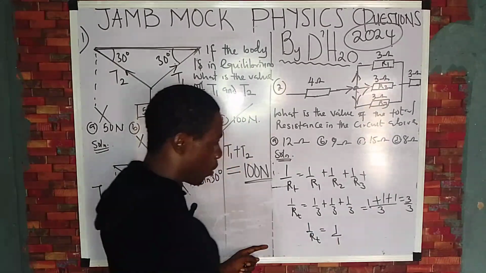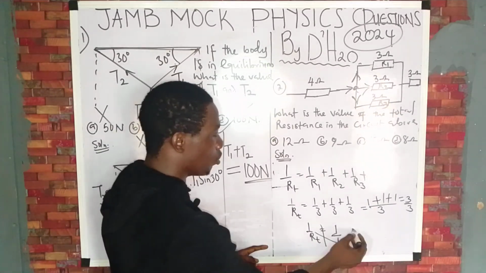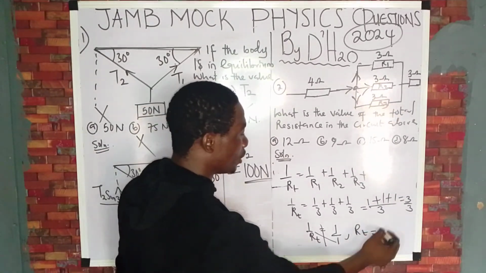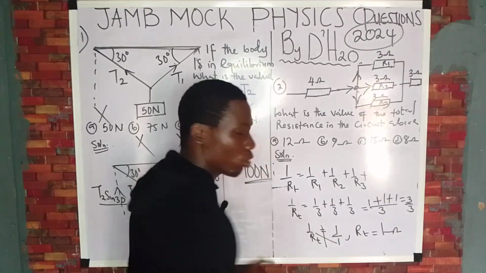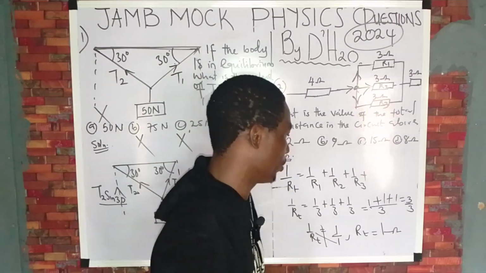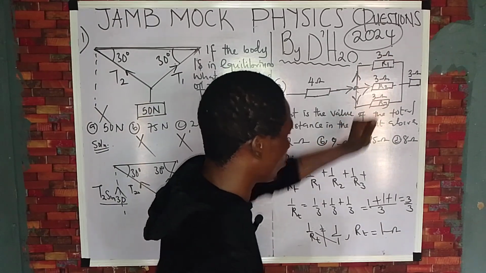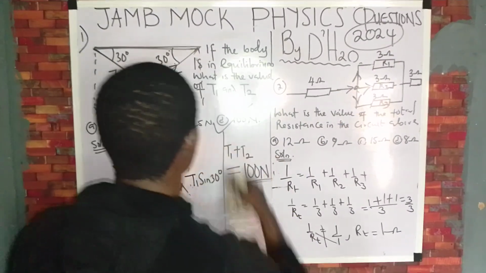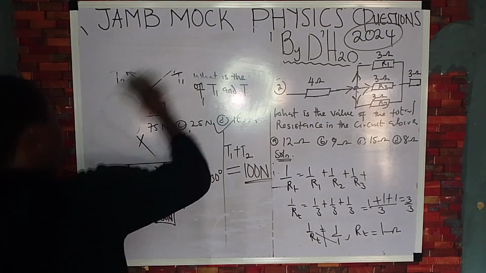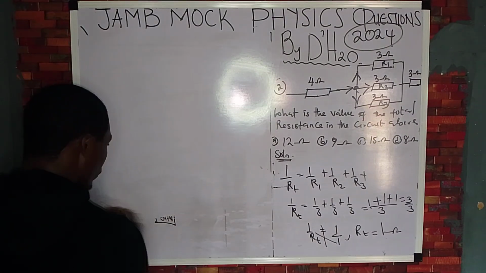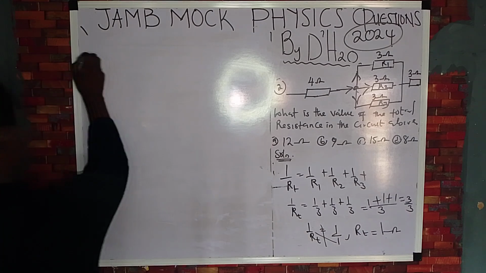Because 3 divided by 3 is 1, 1. So if you cross multiply, you have that your R total is equal to 1 ohm. Please, don't be quick to look for your answer in the options. This is for the resistors in parallel. Now that we have combined these 3 resistors in parallel, let's see how the circuit diagram is going to look like. The circuit diagram is going to be like this.